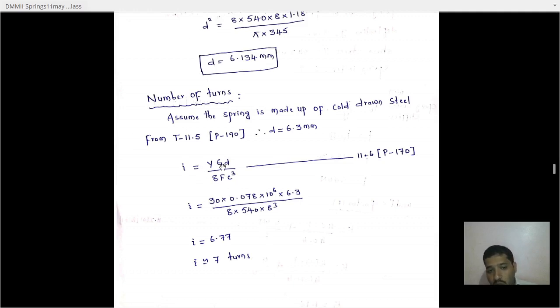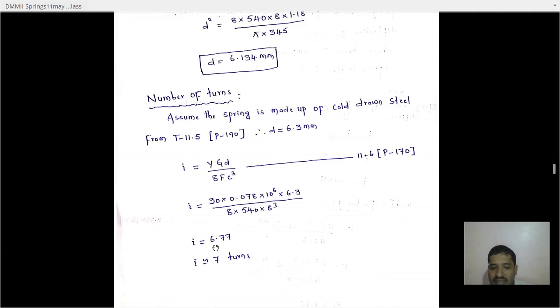Y we got here is 30 mm. You have to refer to this equation from 11.6, page number 170 of the design data handbook. Modulus of rigidity you can easily get, 0.0785 into the power of 6. D is 6.3 mm, divided by 8 into F, which is 540. Spring index C is 8 cube. If you divide the whole value with the help of a calculator, you will get the answer.